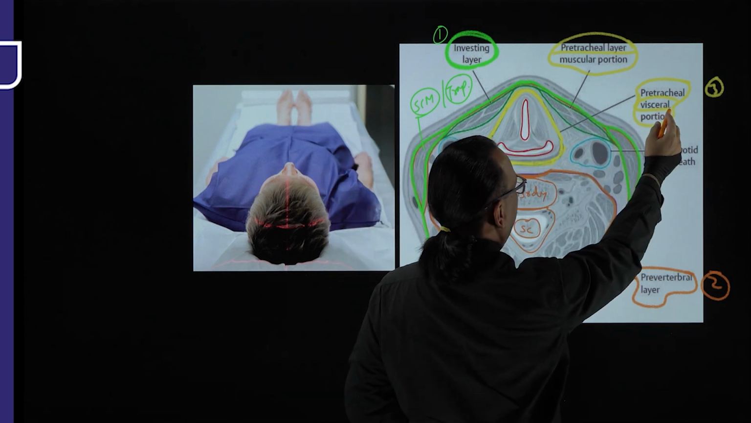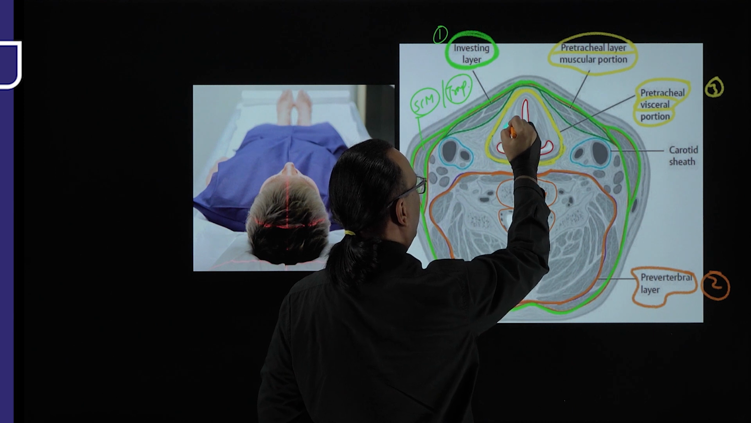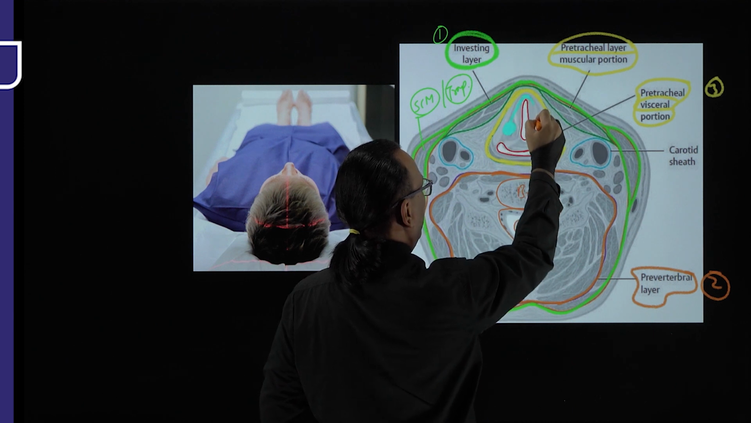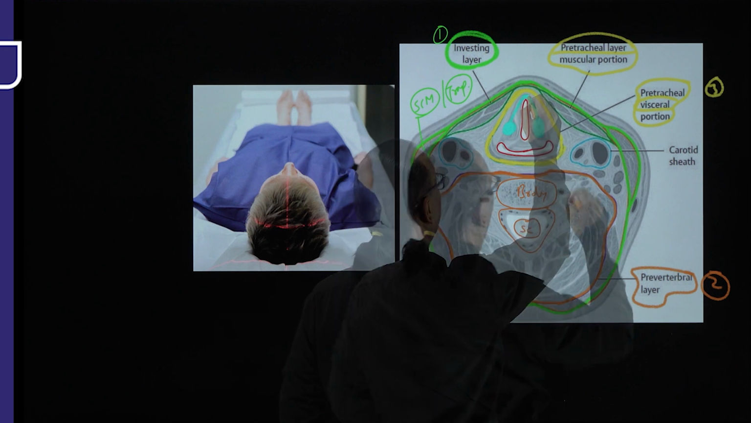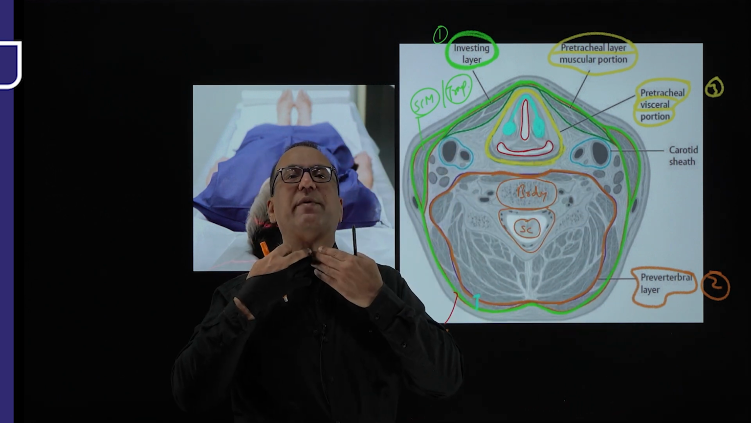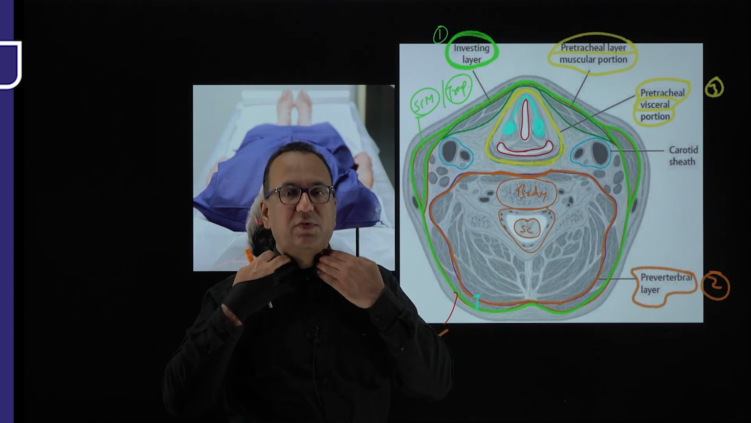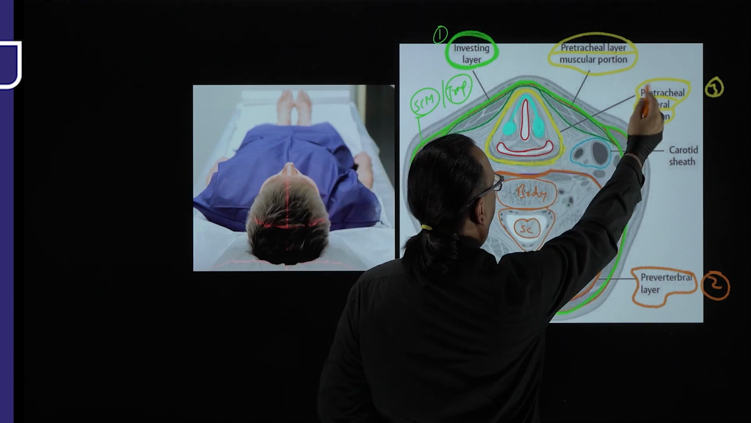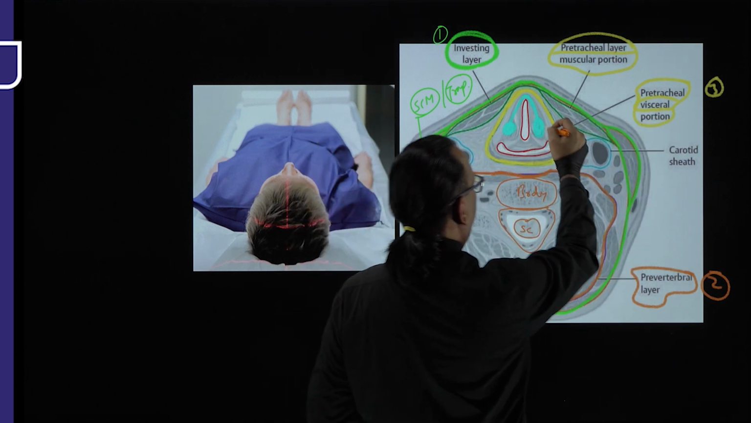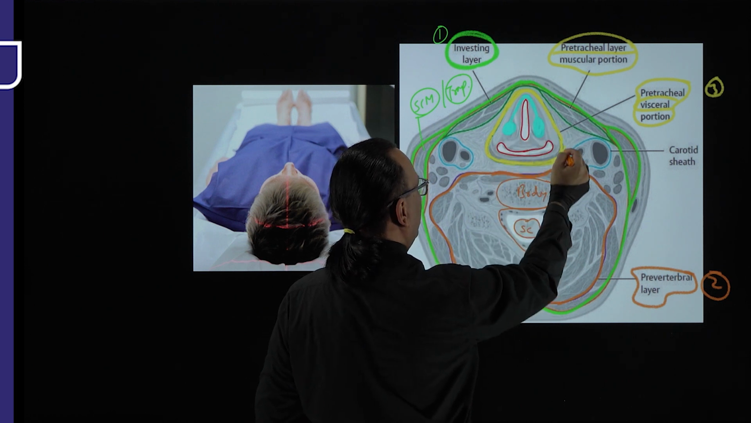And since it is the visceral portion, it will enclose even the viscera like the thyroid gland. One lobe here, isthmus on the anterior side, the other lobe of thyroid gland here. We understand the thyroid gland is present in front of the trachea and will be enclosed by the pretracheal layer of the deep cervical fascia, the visceral portion. So here, the pretracheal visceral portion covering the viscera like thyroid in front of the trachea, and this is the fascia we are talking about.